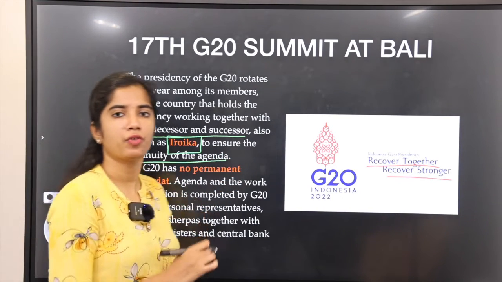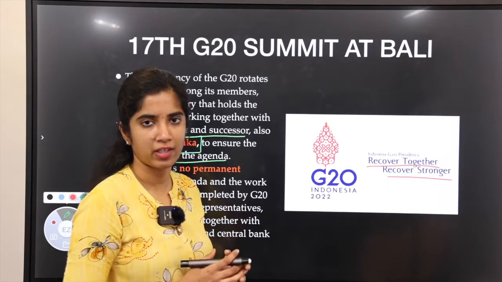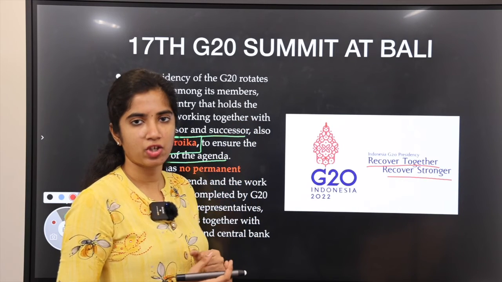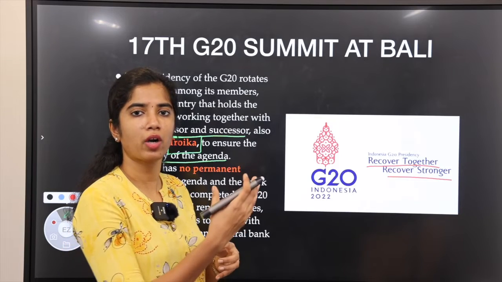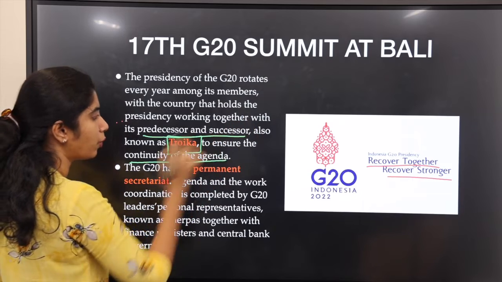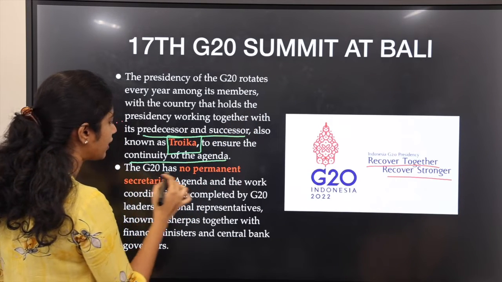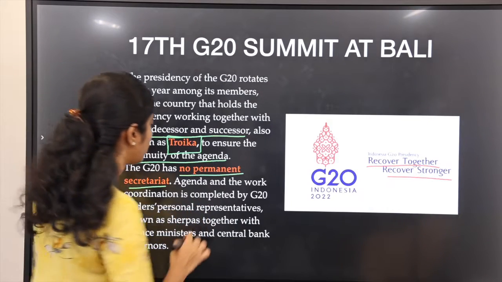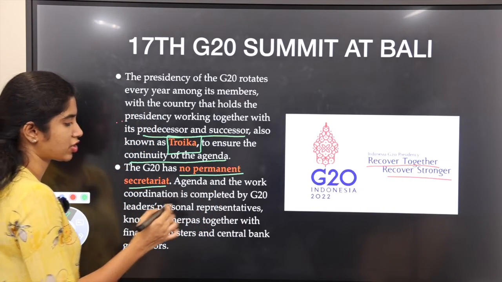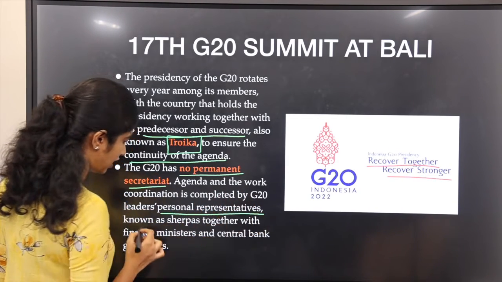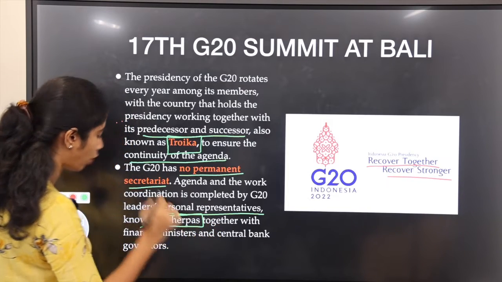So every year for the summit there will be some agenda or priorities. For example, during COVID time, how to handle the COVID crisis was the prime agenda. So to ensure that there is continuity in what was spoken last year, these 3 countries should work together. Next, G20 has no permanent secretariat like UN, IMF and World Bank. So this agenda and work coordination is completely by G20 leaders' personal representatives, which are known as Sherpas, which we have already seen.